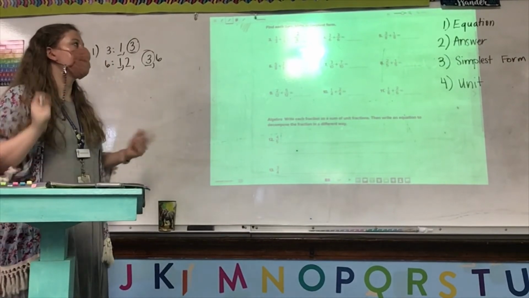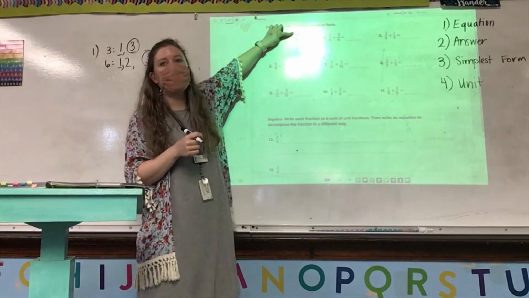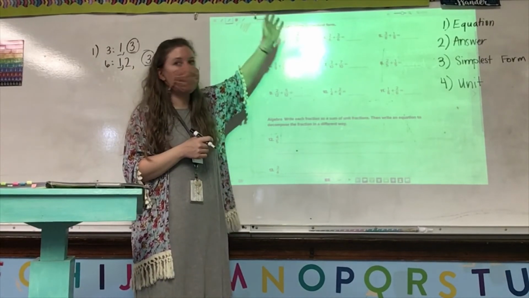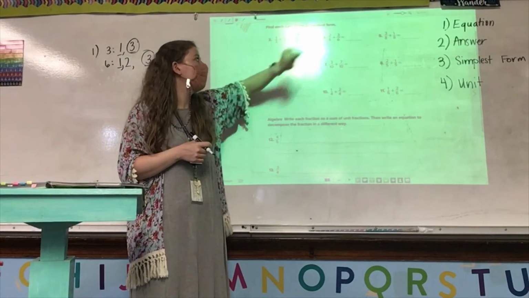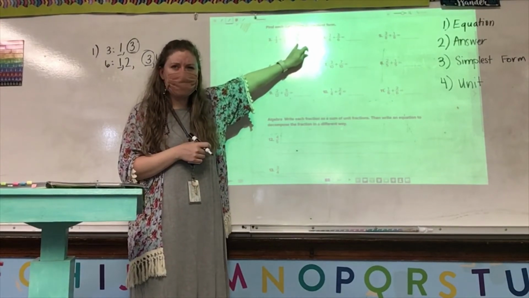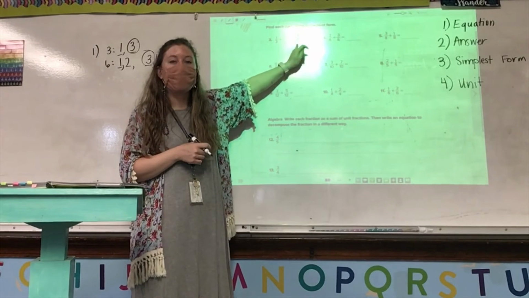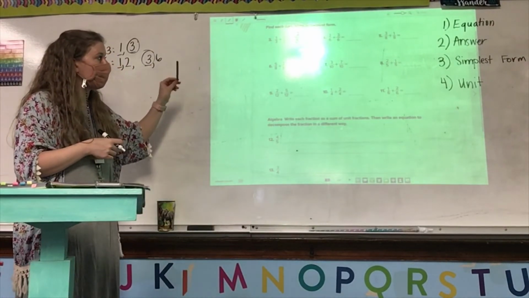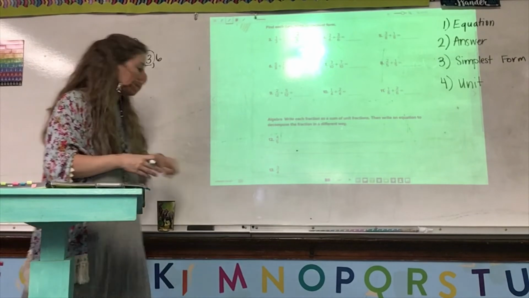It's in simplest form, because factors of 2 are 1 and 2, factors of 3 are 1 and 3, so they only have 1 in common. We know that just by looking at it because 2 and 3 are both prime. Very good. Okay, number 4. I think we're going to do 3, 4, and 5, and then 12. Kingston's not in here.